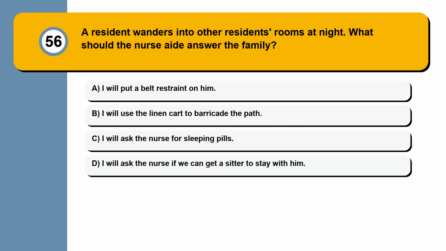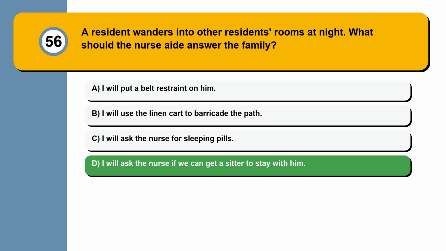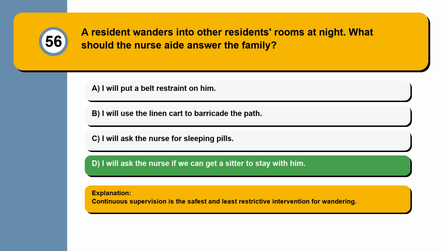Question 56. A resident wanders into other residents' rooms at night. What should the nurse aide answer the family? I will put a belt restraint on him. I will use the linen cart to barricade the path. I will ask the nurse for sleeping pills. I will ask the nurse if we can get a sitter to stay with him. Continuous supervision is the safest and least restrictive intervention for wandering.